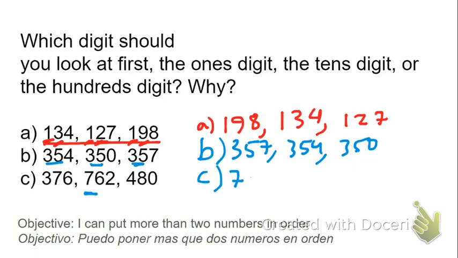The 7 is the biggest hundreds place, 762, comma, 480 as the next biggest hundreds place, and comma, 376 is the smallest hundreds place. Okay, so that's how to put numbers in order. You look at the biggest place value to determine which one is the largest. If there are two numbers that have the same value there, then you need to look at the next biggest and the next biggest until you're done.